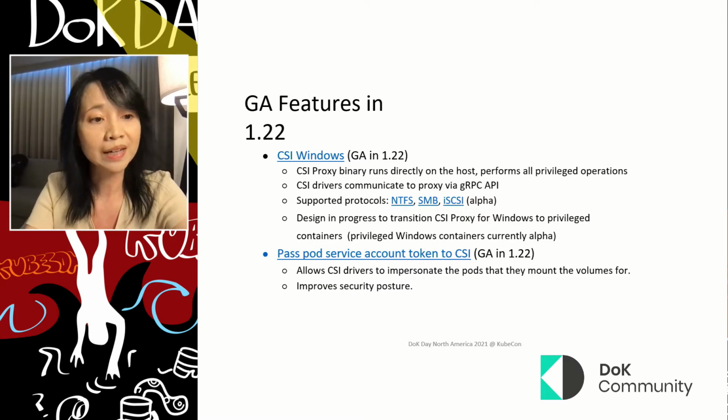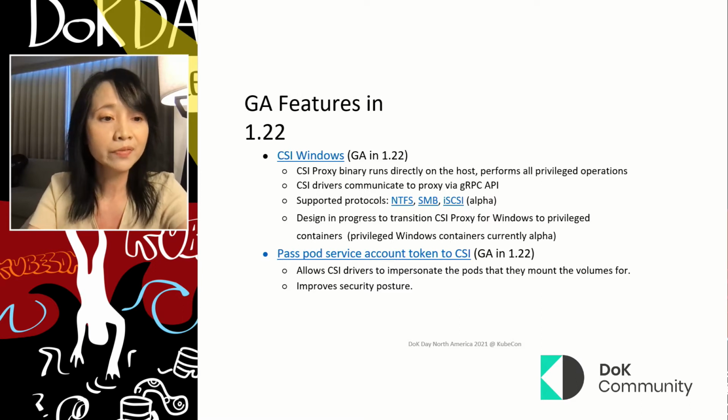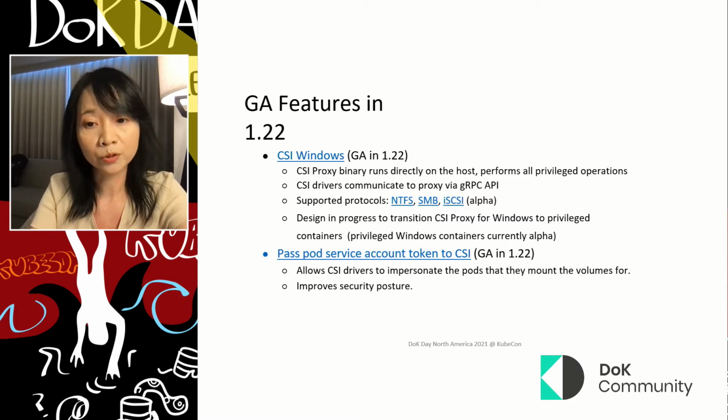The next feature I'm going to talk about is pod service account token. This feature moved to GA in 1.22 release. It allows CSI drivers to impersonate the pods that they mount the volumes for. This improves the security posture in the mounting process without handing out unnecessary permissions to the CSI driver's service account. This feature is especially important for secret handling CSI drivers, such as the secrets store CSI driver. Because these tokens can be rotated and short-lived, this feature also provides a way for CSI drivers to receive node publish volume RPC calls periodically with the new token.